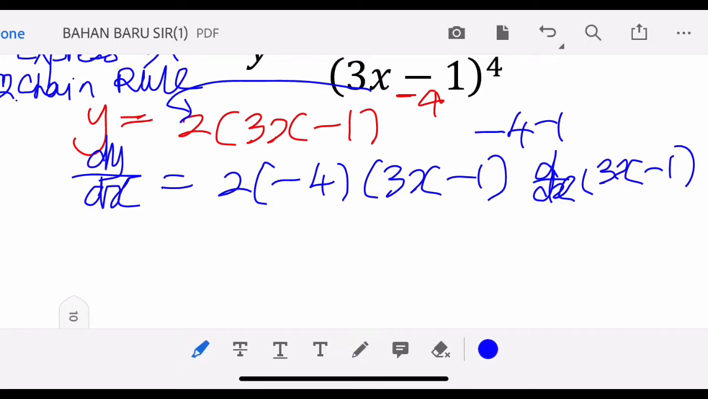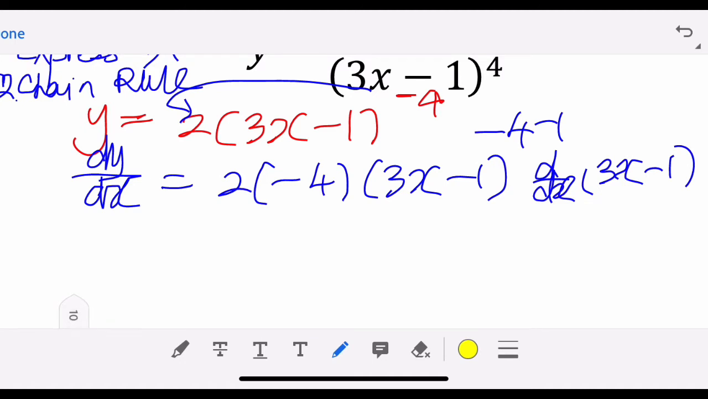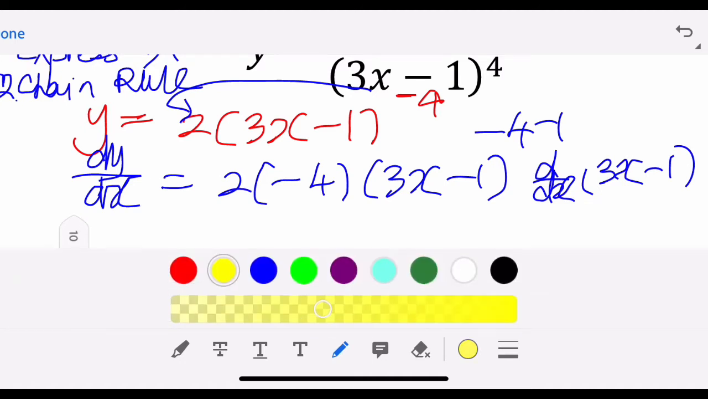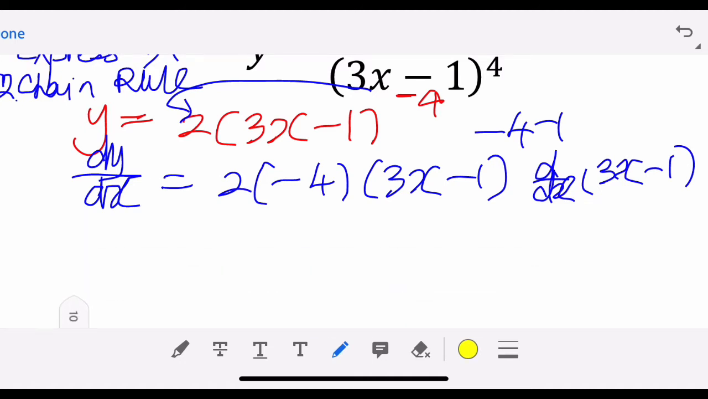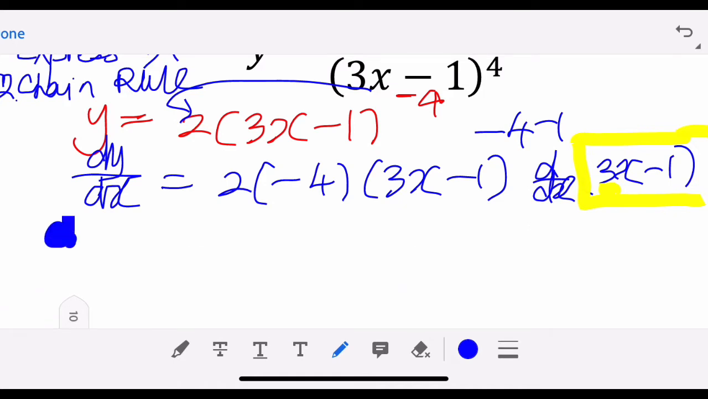So now you just differentiate the 3x minus 1, alright? Then you will have to simplify to the simplest form. Okay, so now I just want to highlight to you, many students tend to forget the second part. Okay, differentiate in the bracket. Okay, so now if you differentiate 3x, you will get 3, right? You differentiate any number with x, you get that number. Example kx, you get k, right?